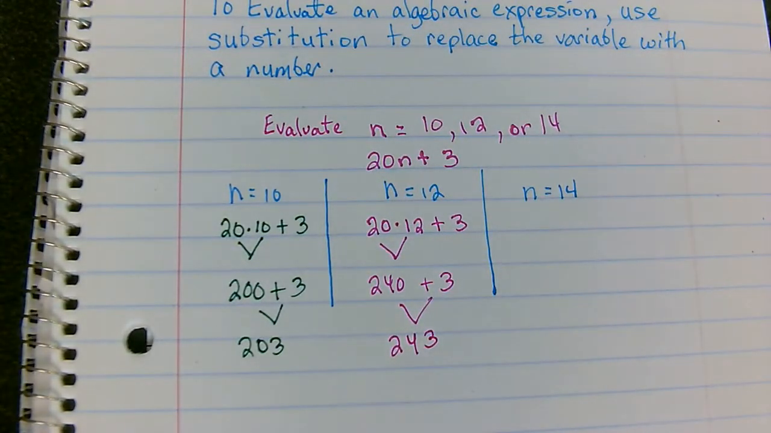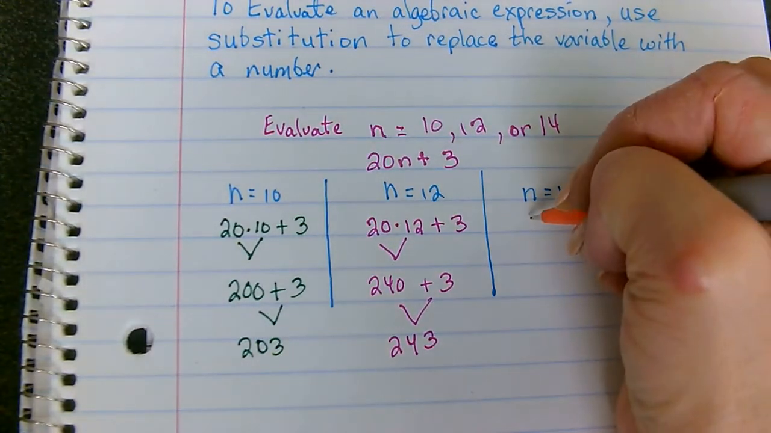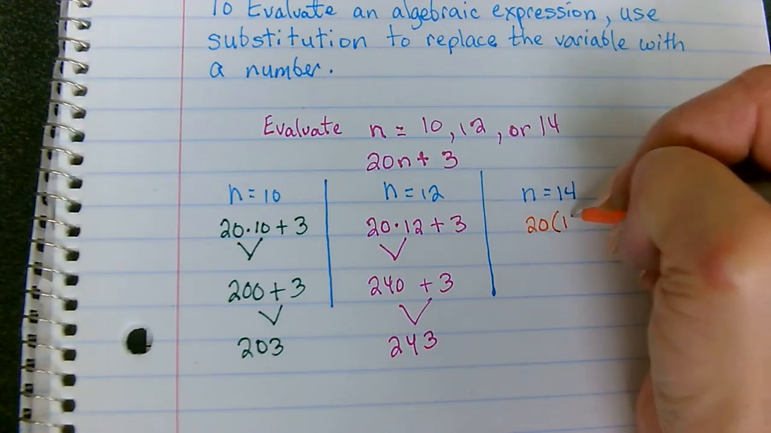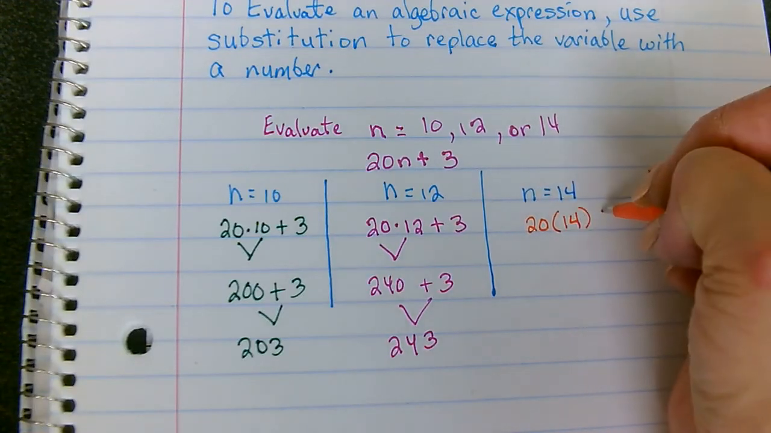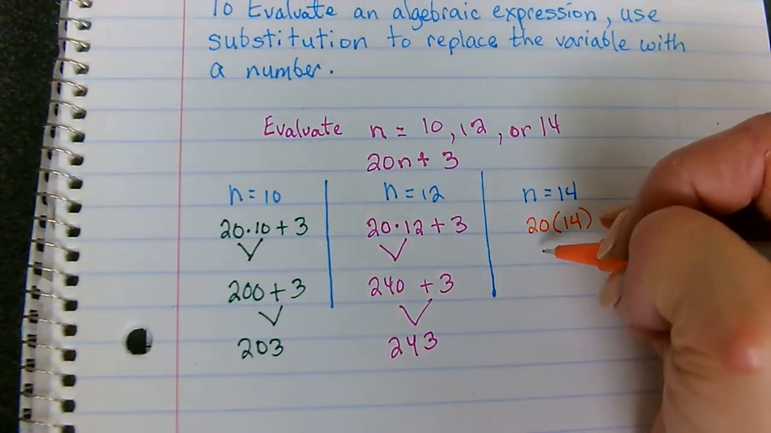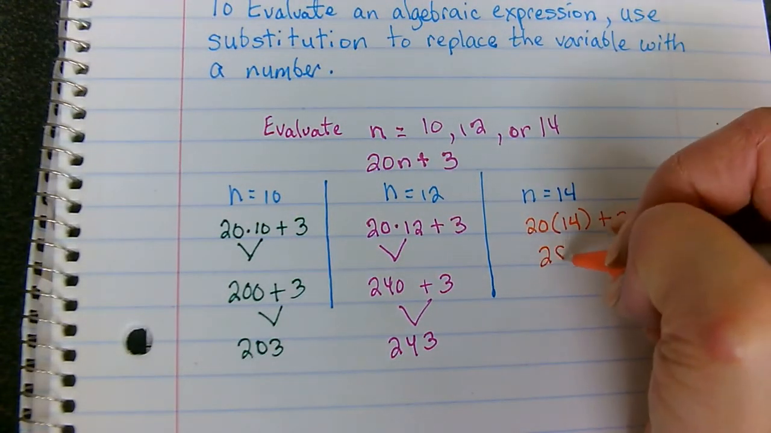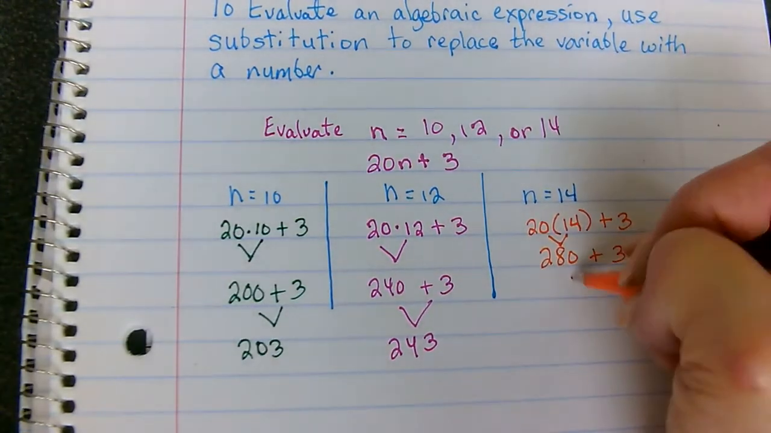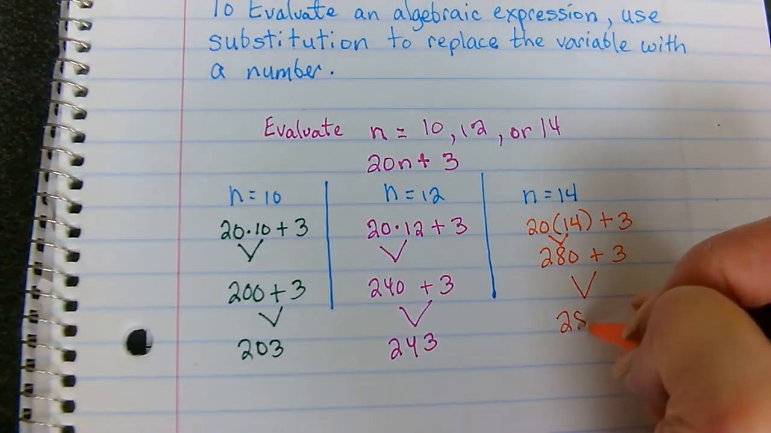And the last one. N equals 14, so we'll do 20. I'll put a parentheses here so you can just look at it differently, times 14 plus 3. Well, 2 times 14 is 28, and we put a 0 on the end of it, and that makes 280, right? 280 plus 3, and that gives me 283.